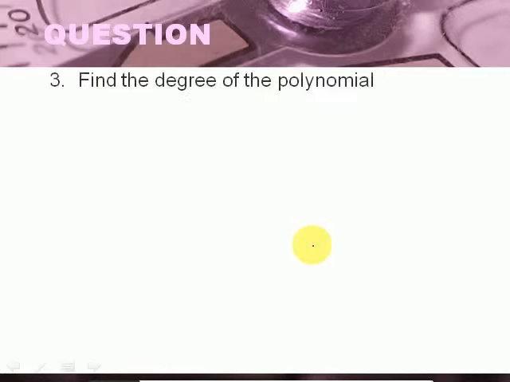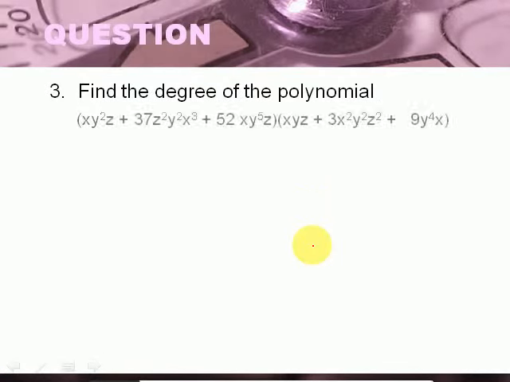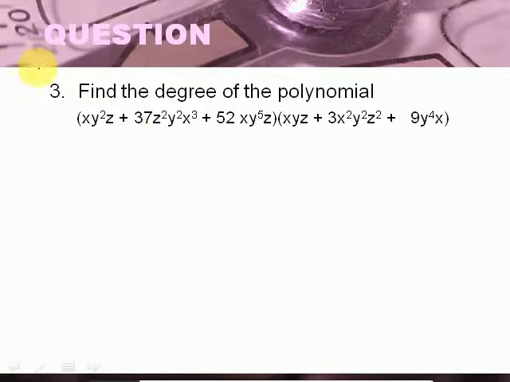Now the question given to us is a bit different. We have to find the degree of a polynomial x y square z plus 37 z square y square x cube, multiplied by 52 x y power 5 z into x y z plus 3 x square y square z square plus 9 y power 4 x. Seriously, I don't think you have an idea of multiplying them. Okay, if you have, then go for it. But a better way is approaching the shortcut trick.